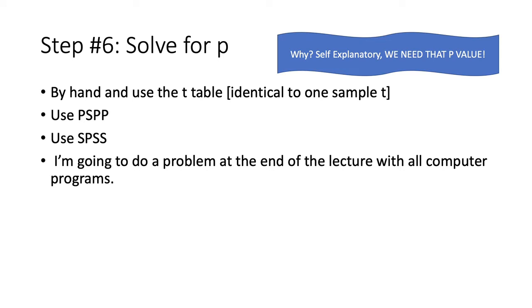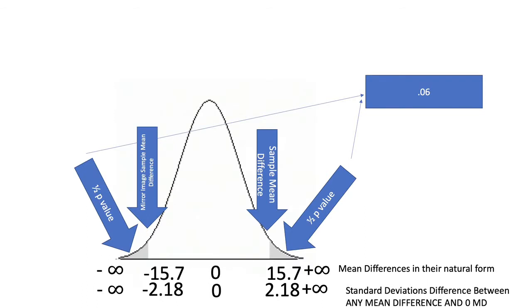Solve for p. Let SPSS or PSPP do this for you. You can do it by hand. It's identical to how we did it for the one sample t-test. We just assume our comparison mean is 0. It's identical, but you know what? At the end of the day here, let's use our programs. They can solve for p for us. When I use those programs, I find that our p is 0.06. I fill everything out here. This is our problem. We have it solved. We know our p-value is 0.06.